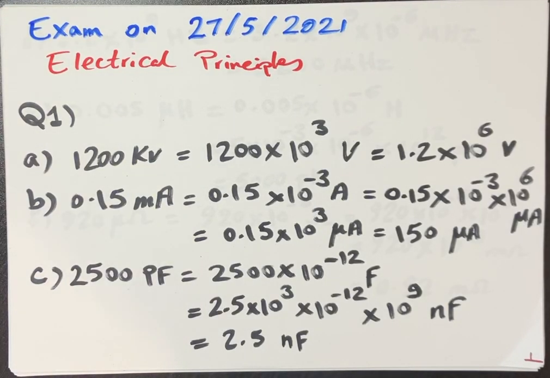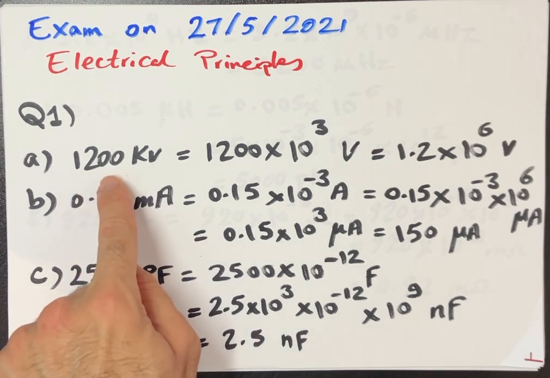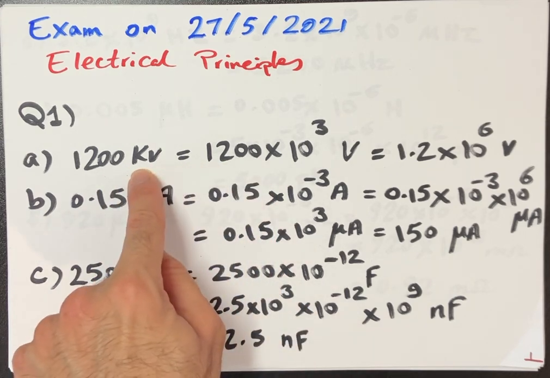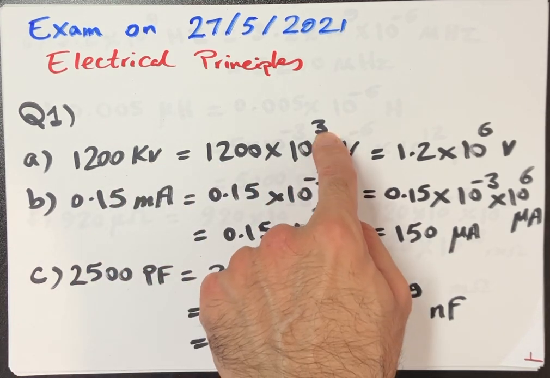Hello, we are going to look at the solutions for the exam taken on the 27th of May 2021 for the module Electrical Principles. The first question, as usual, is to convert some unit of measurements. A, 1200 kilovolt to how much volt? So we say 1200 and kilo will be replaced by 10 to the power 3.